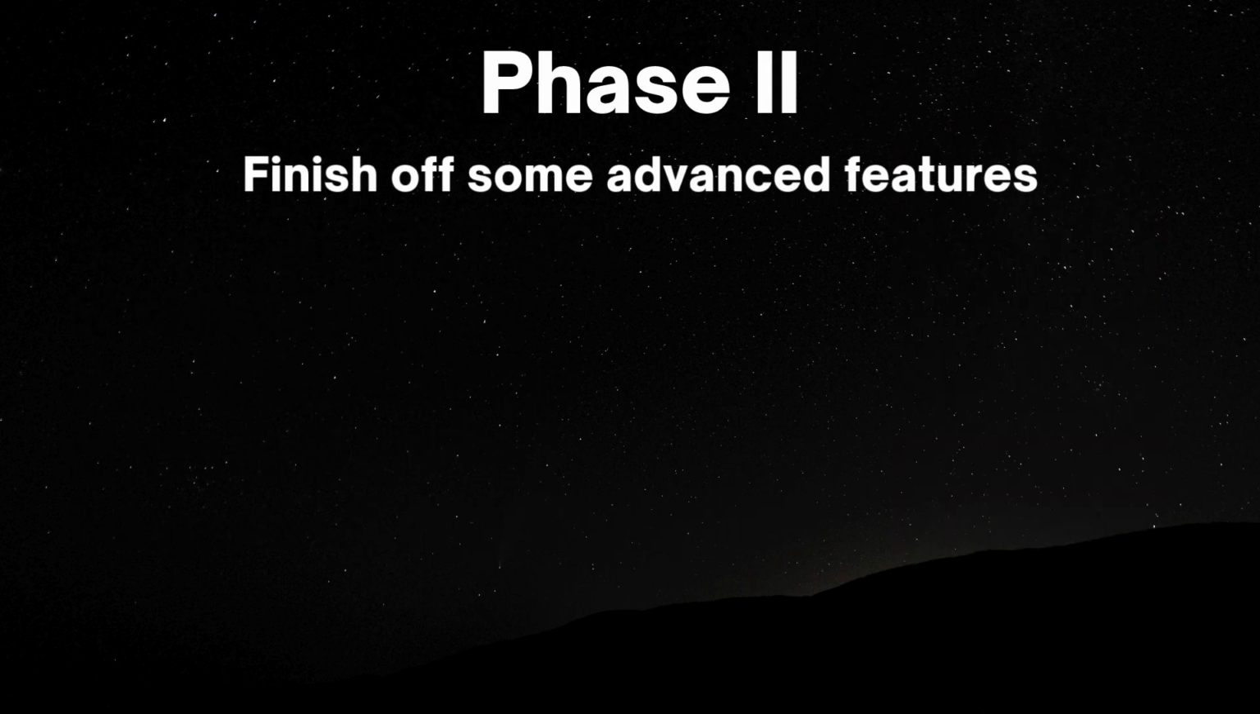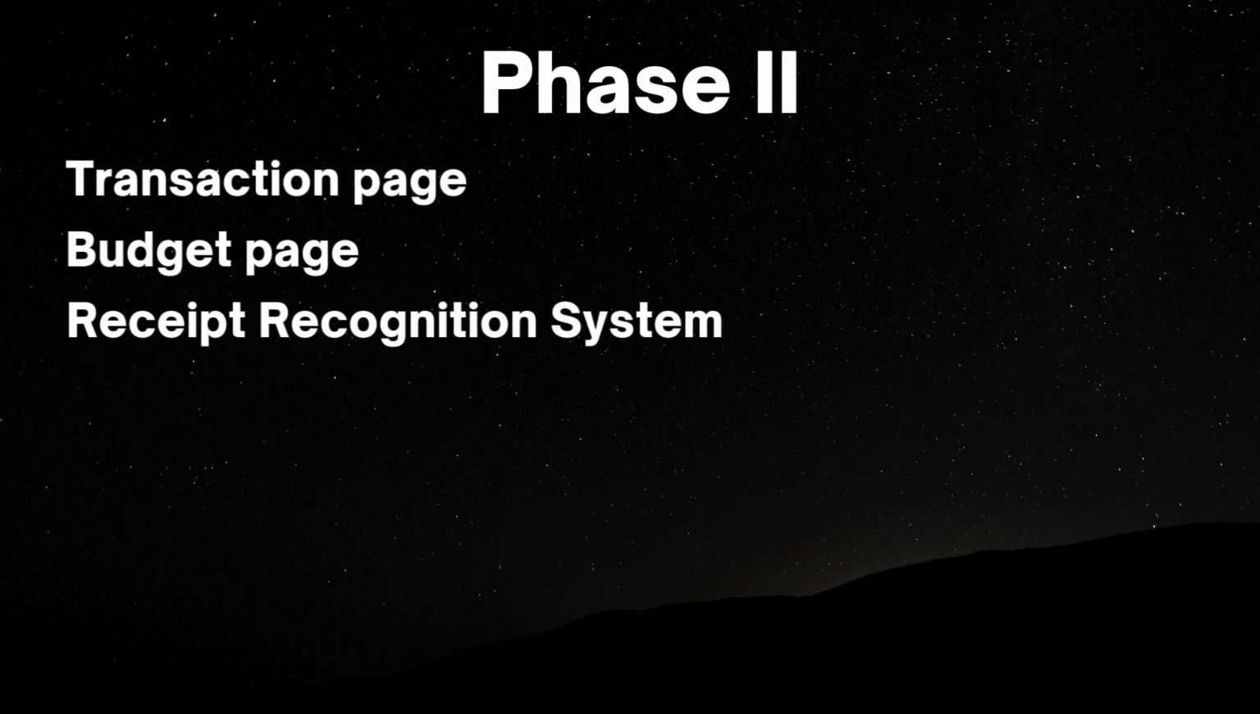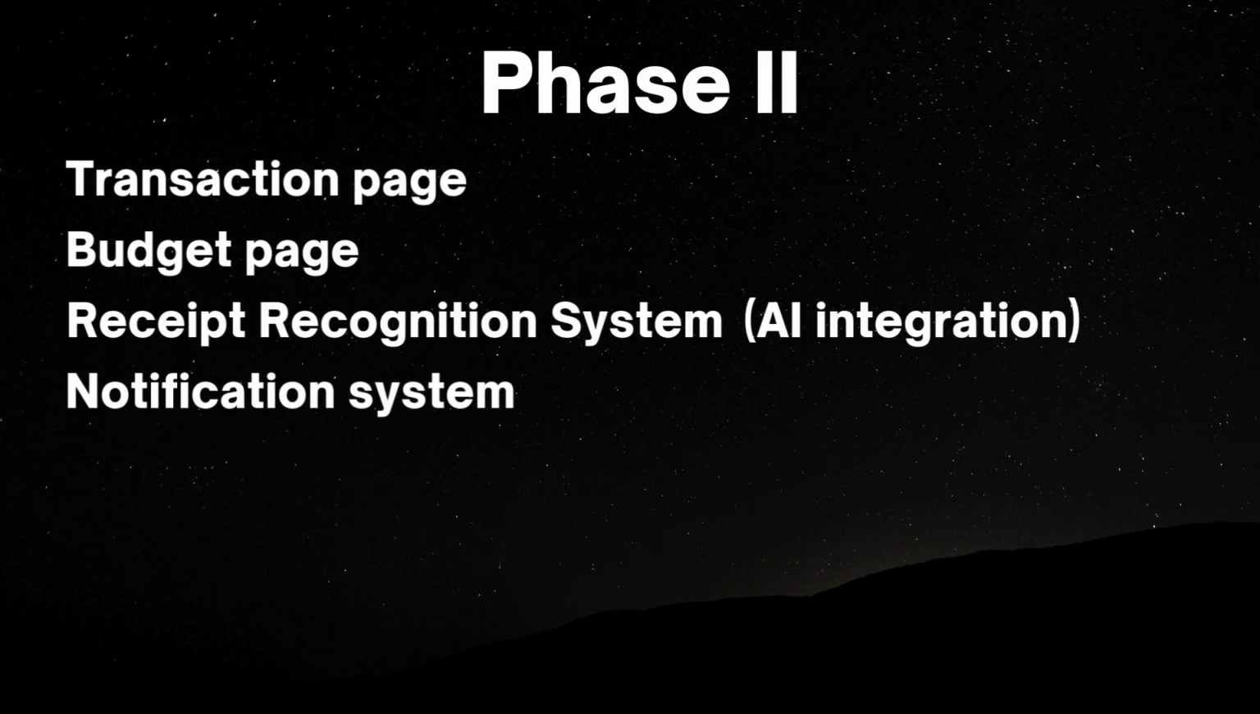And then phase 2. This is where we finish off some advanced features of this application, like we complete the transaction page as well as the budget page on our front end, and then also we will be implementing the most important part of this project, which is the receipt recognition system, basically the AI integration part. And then lastly, we will be implementing the notification system on both the front end as well as the back end.